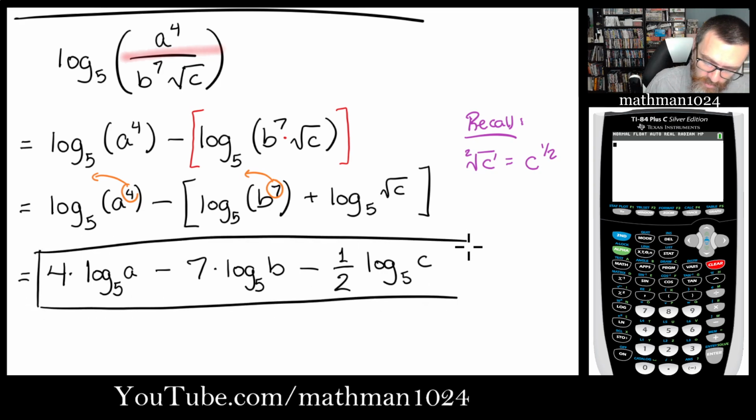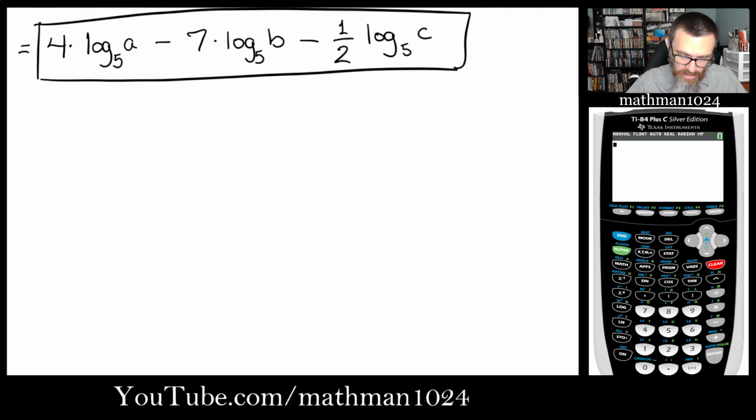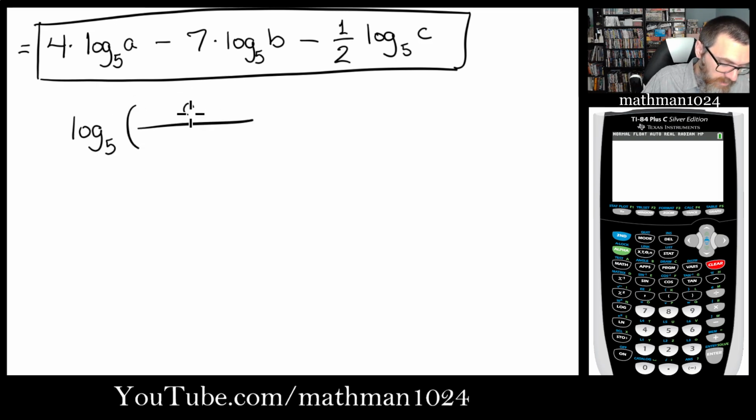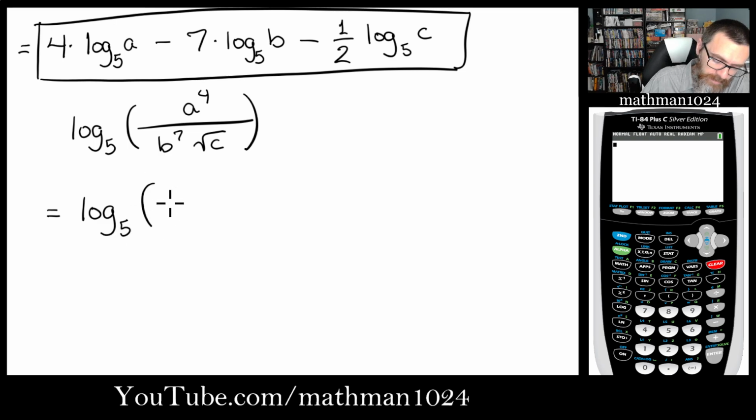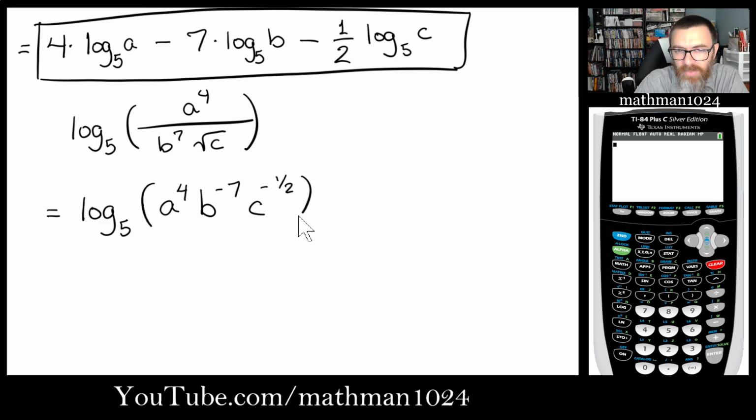And let me show you the other way. So let's go back here. We have log base 5, big fraction, we had a to the 4th over b to the 7th times the square root of c. All right. So what we can do is we can remember our properties of exponents. A to the 4th is a to the 4th. Having b to the 7th in the denominator means that this is b to the negative 7th. We know c is to the 1/2 power, but again, since it's in the denominator, that makes it negative. Okay? Maybe you see where I'm going with this if you look at the answer that's above.